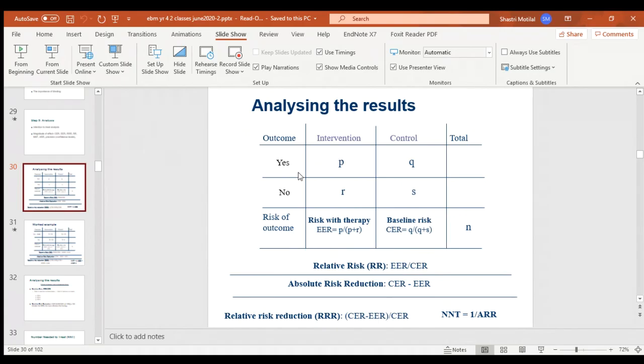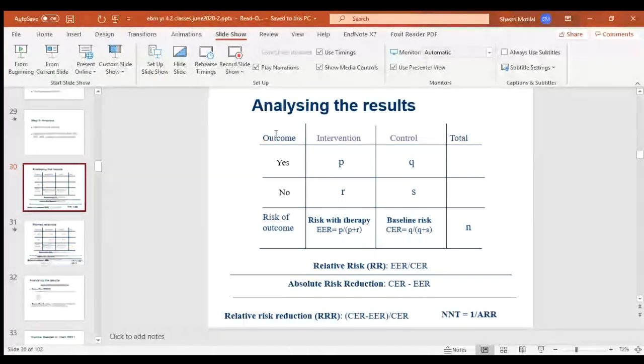Some of them are going to have the outcome. Some of them are not going to have the outcome, P and R. People are going to get control, placebo. Some of them are going to experience the outcome. Some of them are not going to experience the outcome, Q and S. The outcome in this case is something bad. So yes, the outcome means the bad thing occurred.